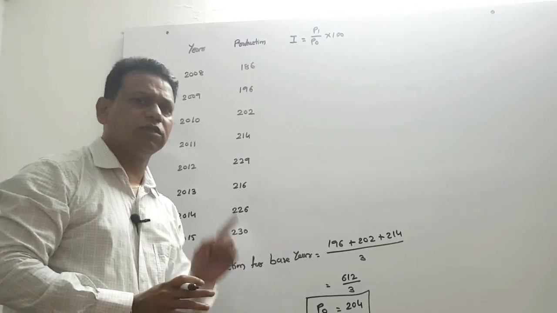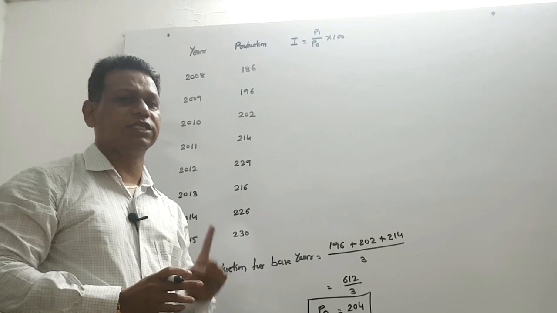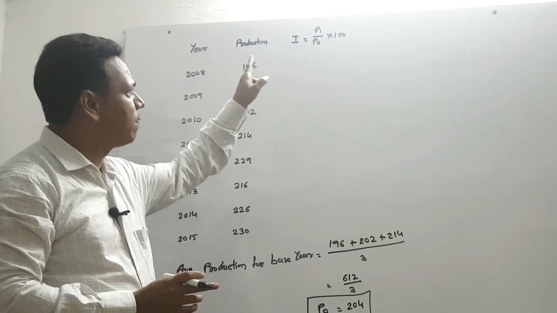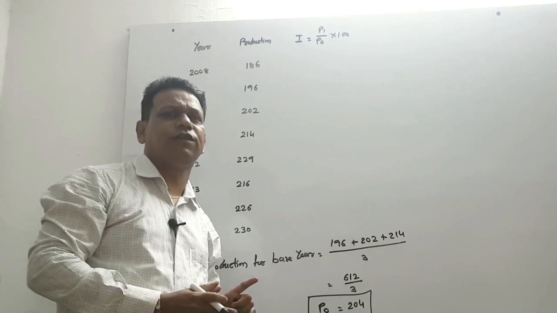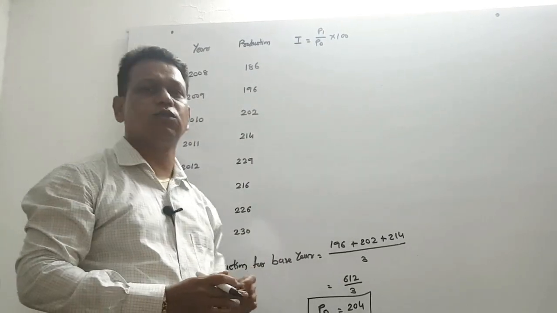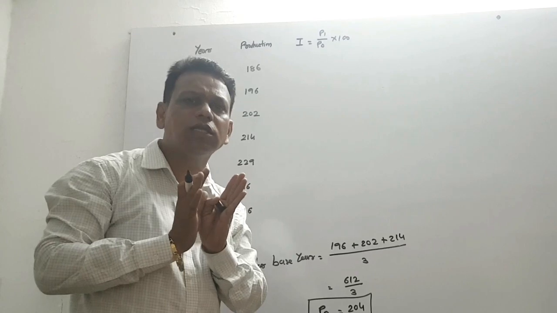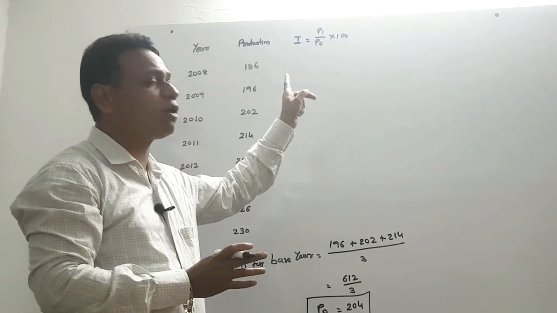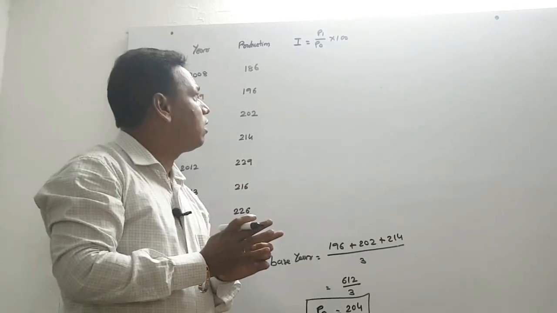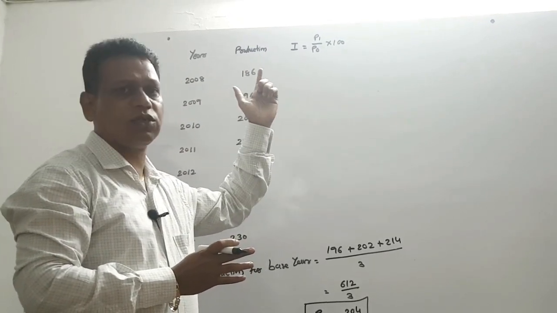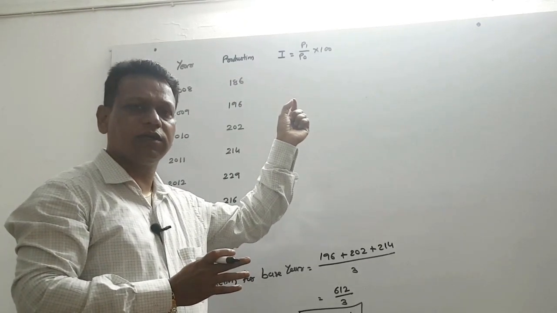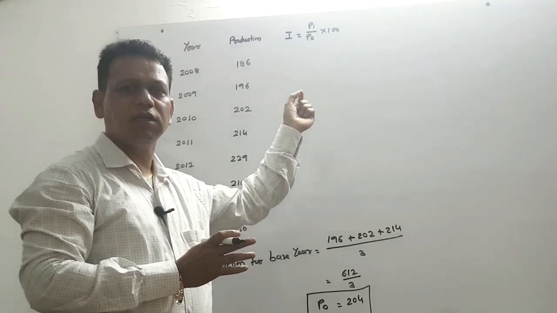As per our discussion, there is a single, very easy formula we have in this chapter, that is I is equal to P1 by P0 into 100. We have many formulas, but this formula is known as the mother formula. All the other formulas depend on this formula. If you need to remember, it is very easy. I is equal to P1 divided by P0 into 100. Price of current year divided by the price of base year into 100.